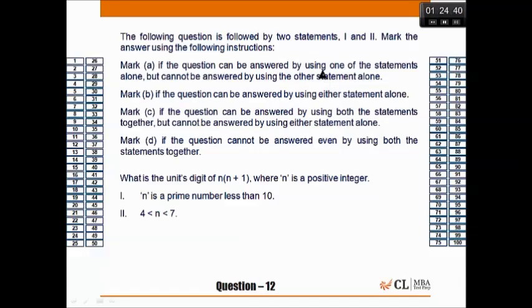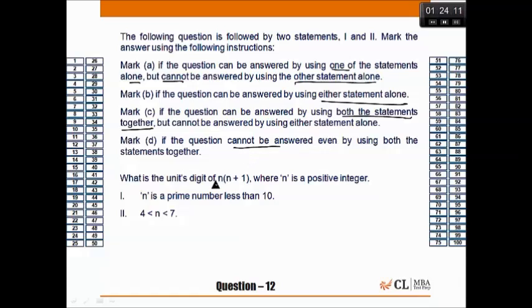This is okay. This is the data sufficiency question. It's math, so this just seems a simple one. Let's see. If the question can be answered using one of the statements alone, but cannot be answered using the other statement alone, you have to be careful. So which is which? Okay. Cannot be answered by the other statement. Question can be answered by either statement alone. Question can be answered by using both statements together. Let's see. Cannot be answered.